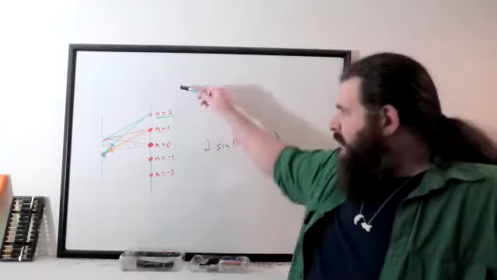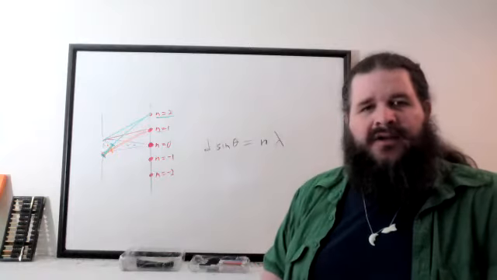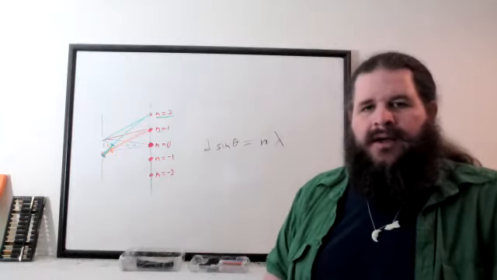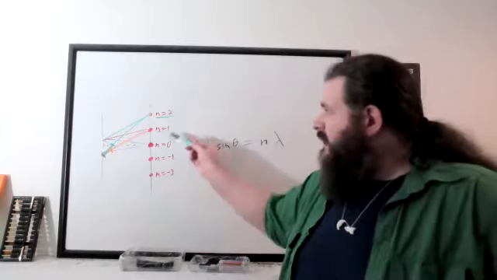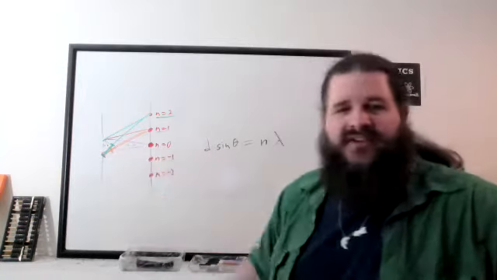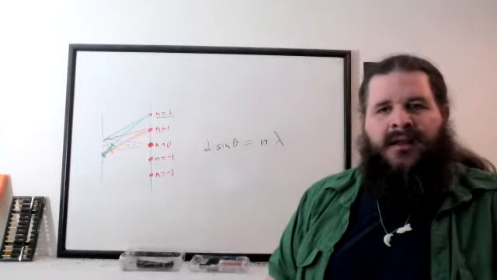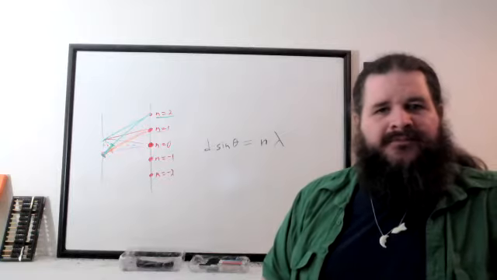So visually, that's what n is keeping track of, which bright spot we're talking about. But in terms of the physics behind it, it's also keeping track of how many wavelengths offset the two paths are. Any other questions on that one?